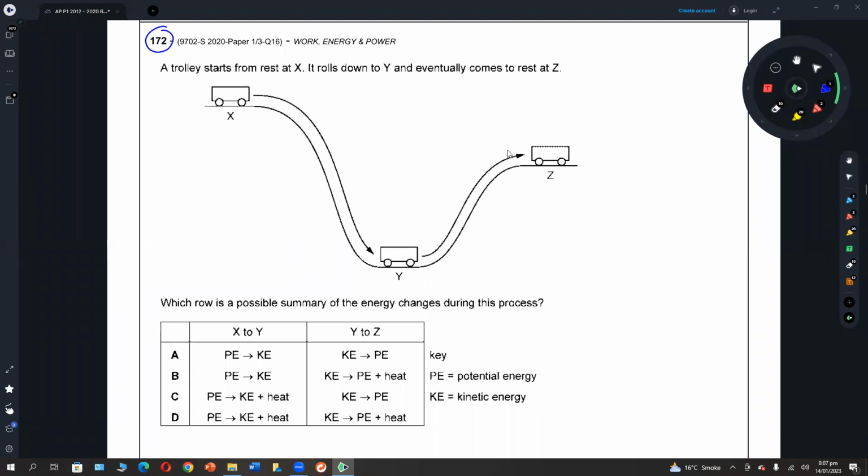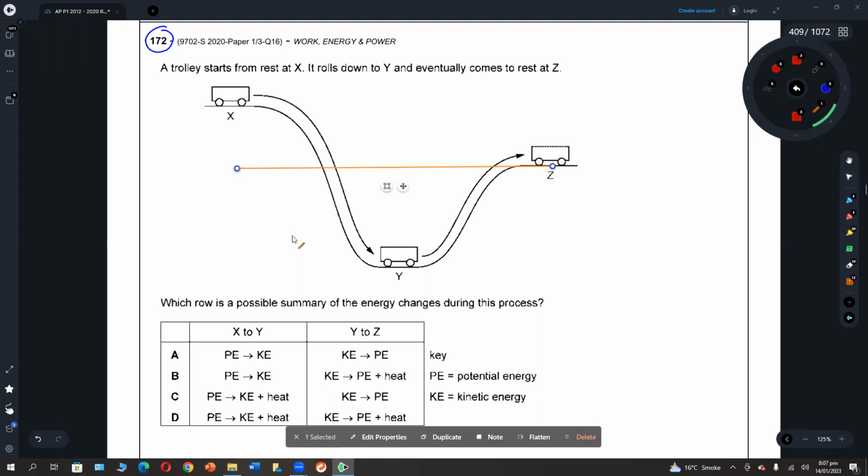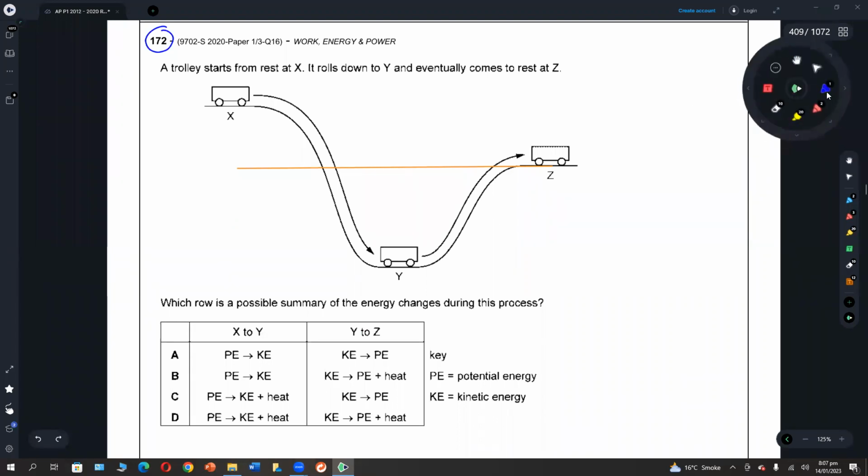Which row is a possible summary of the energy changes? Now we can see here that the trolley rolls down to Y, eventually comes to rest at Z. The level difference, you can see, there is a difference in the level. This is the net height. So this is the level difference, and the object comes to rest at this point.